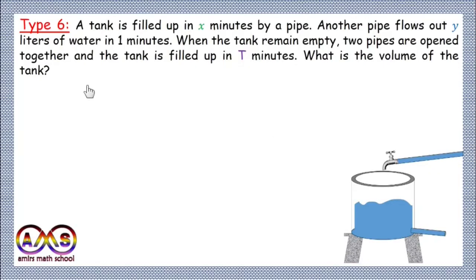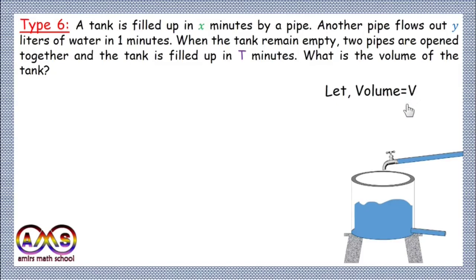Type 6. A tank is filled in x minutes by a pipe. Another pipe flows out y liters of water in 1 minute. When the tank remains empty, both the pipes are opened together. The tank is filled in t minutes. What is the volume of the tank? This type of problem is about finding the volume of the tank.